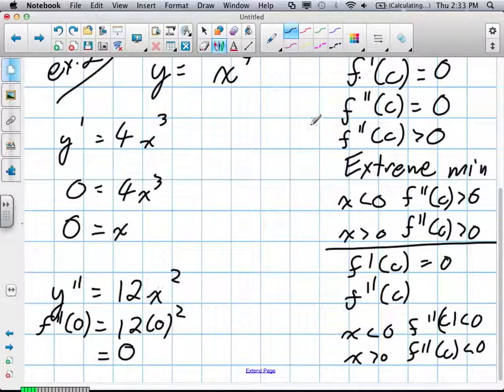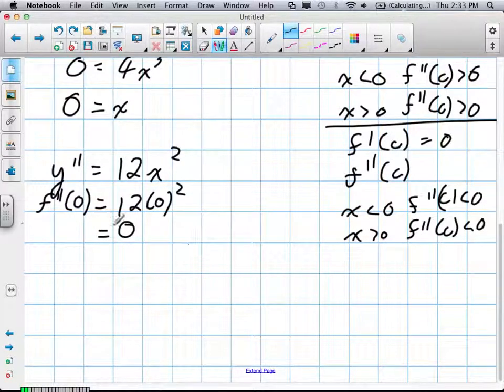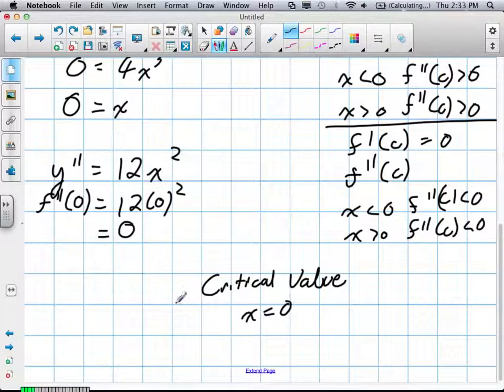Okay? So our critical points are the same. They're both 0 here. What we're going to have to find now is if this is a point of inflection, or if it's concave up or down. That'll help us find if it's a local min or max. So in other words, if our critical value is when our x is equal to 0, we need to find x less than 0, x greater than 0.